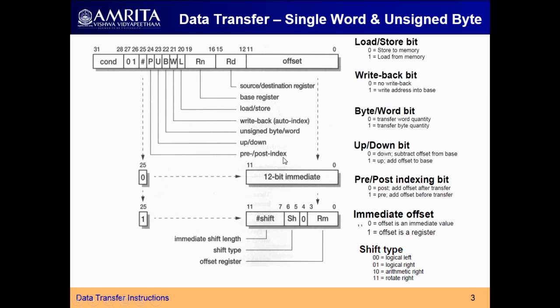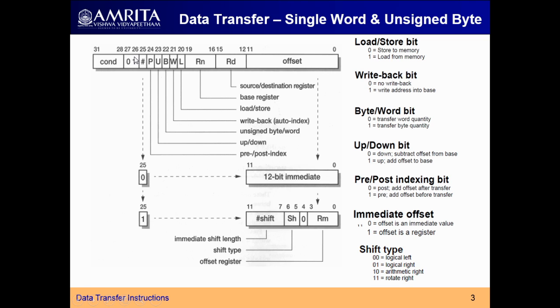If you are using post-indexed, P bit will be 0. Then bit number 25 is used for representing whether you are using an immediate offset or offset register. If you are using an immediate offset, bit number 25 will be 0. If you are using a register offset, bit number 25 will be 1.